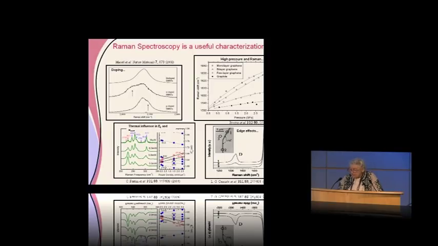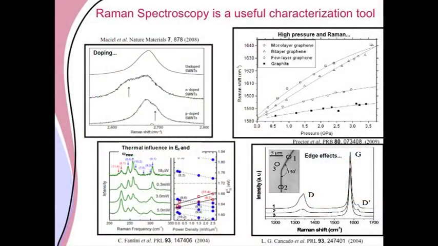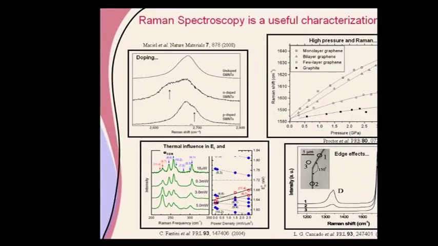And then we have edges. Edges represent a breakdown of symmetry. So group theory and symmetry tells you that if you're at an internal point here, there should be no reason to have a D band, no disorder-induced band, since it is sort of an infinite lattice. But if you come over here close to an edge, this is an armchair edge, which we found out by doing Raman, then you get a big D band signal.